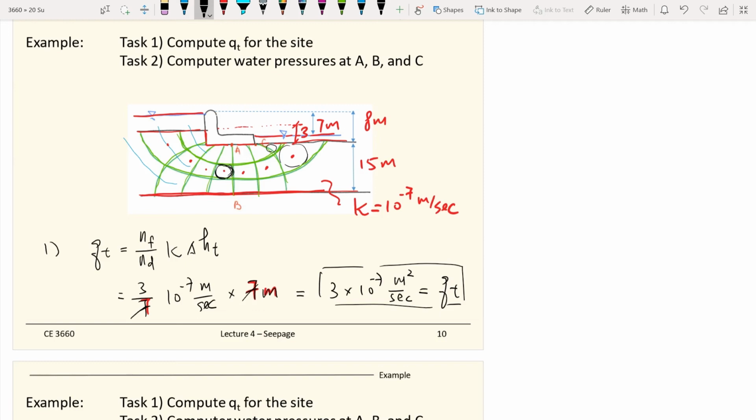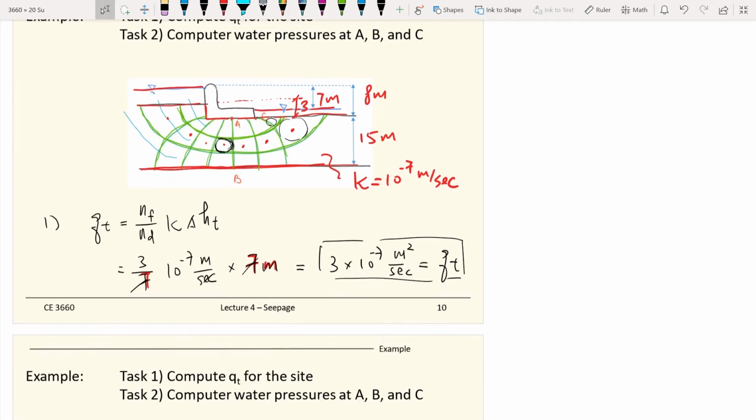And remember, this is a 2D problem, so we define the dimension into and out of the page as a unit dimension.